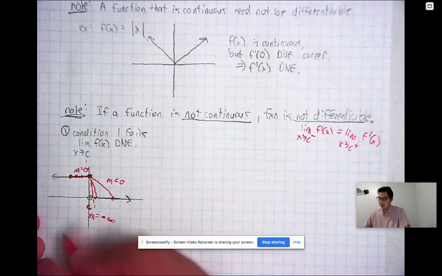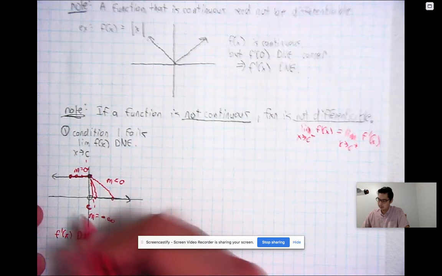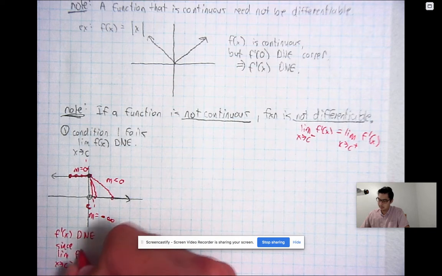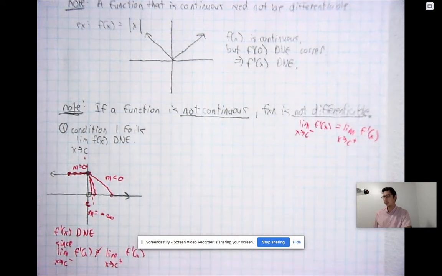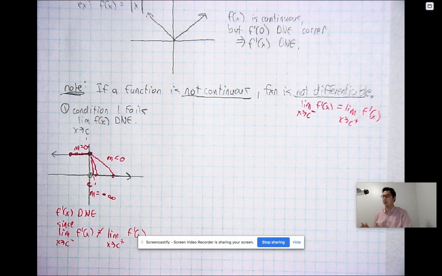So you can see here that f prime of x does not exist since the limit as we approach c from the left does not equal the limit as you approach that value from the right there. Okay. And notice again, we're talking about the slopes though, not the function. So that's if condition 1 fails.